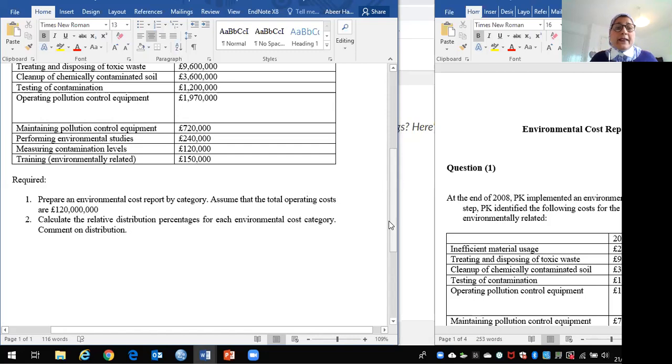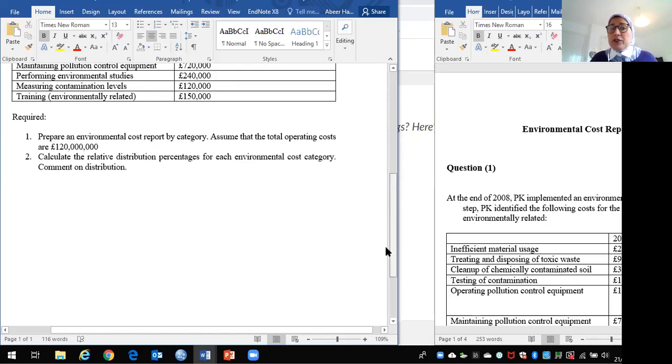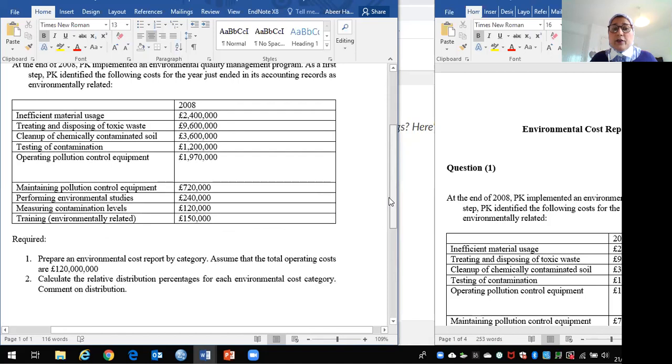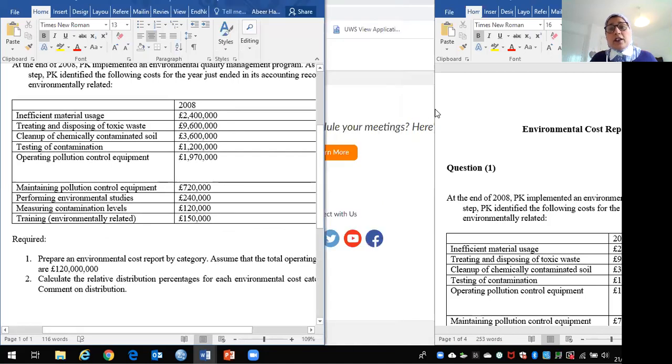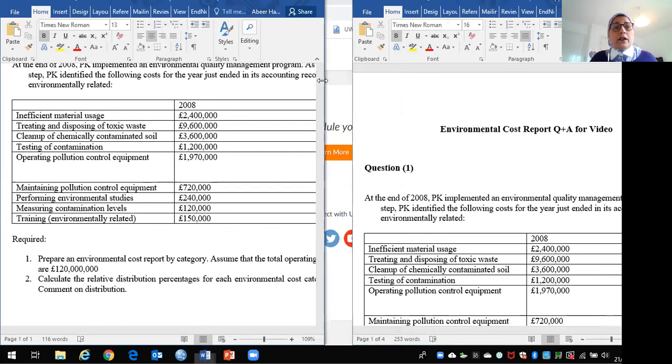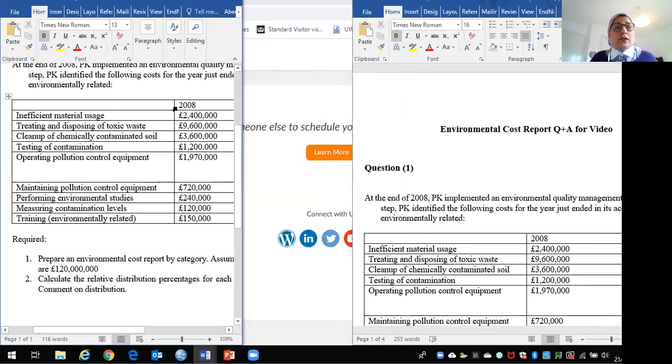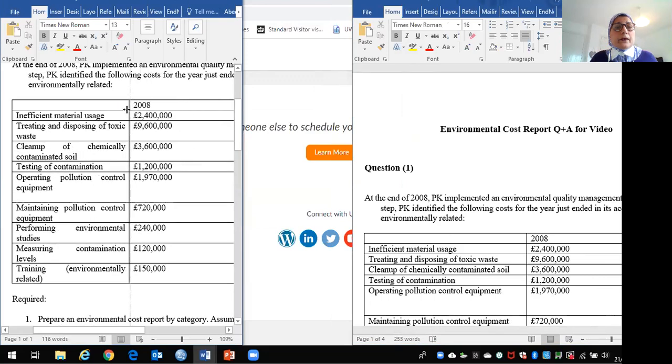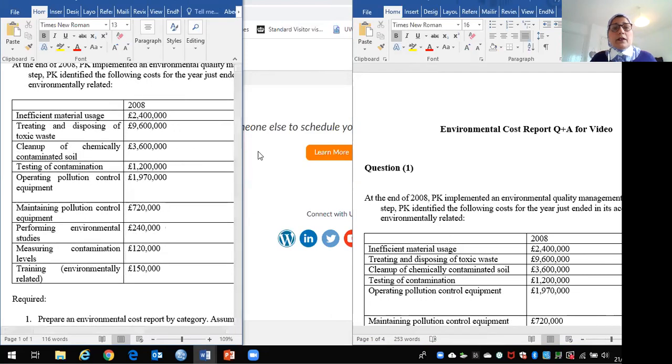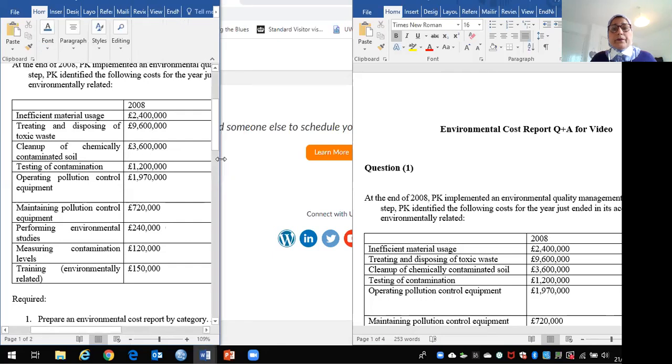And then calculate the relative distribution of each category. How we are going to answer this type of question is as usual. Just give me a moment, I will try to minimize that, to arrange these items like this, and then try to expand this a little bit.